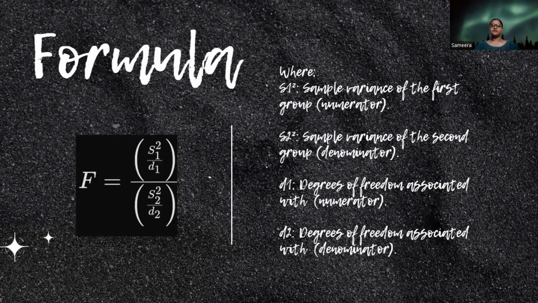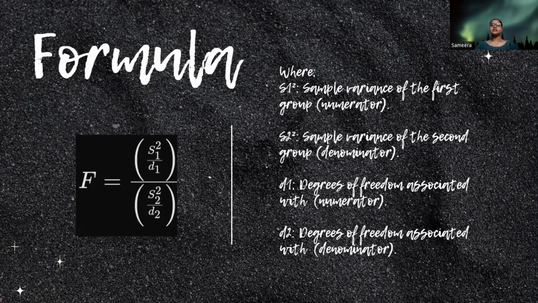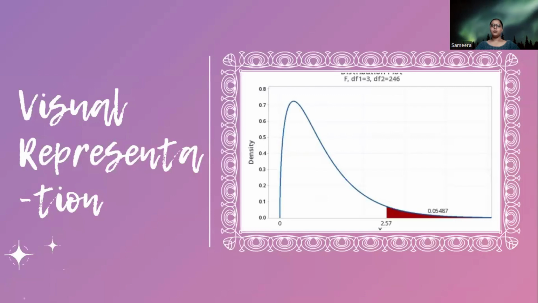The formula for the F distribution is F equal to S1 squared by D1, whole divided by S2 squared by D2, whole, where S1 squared is the sample variance of the first group, which is the numerator, and S2 squared is the sample variance of the second group, which is the denominator. D1 is degrees of freedom associated with the numerator, and D2 is degrees of freedom associated with the denominator. Here is a visual representation of the F distribution curve in regards to density and velocity.